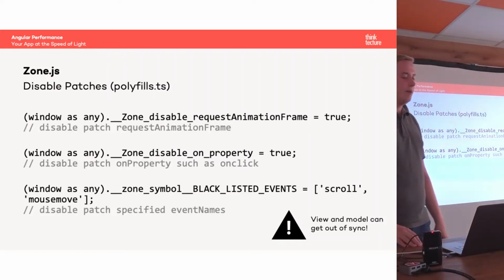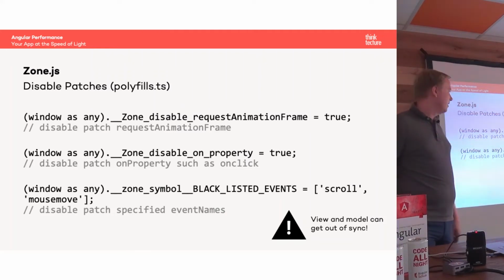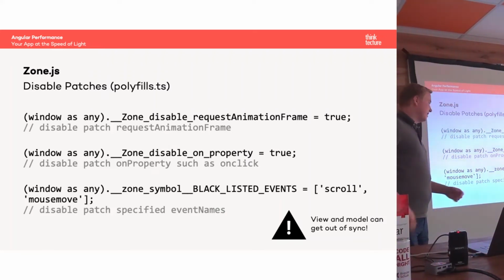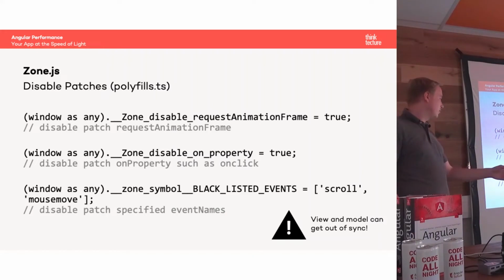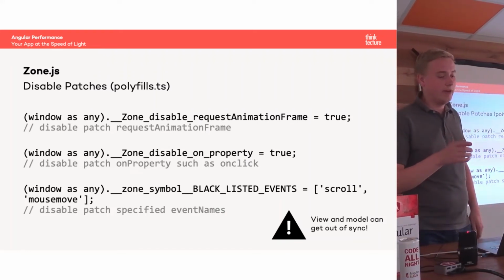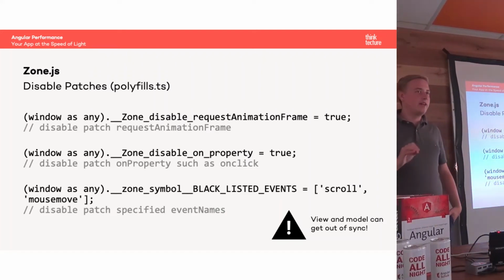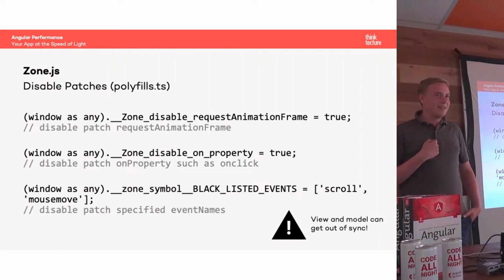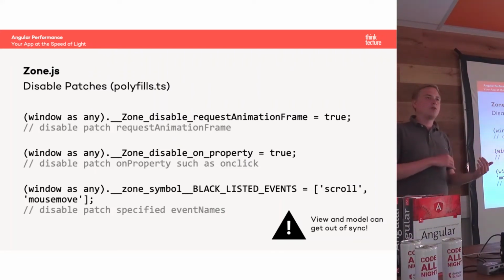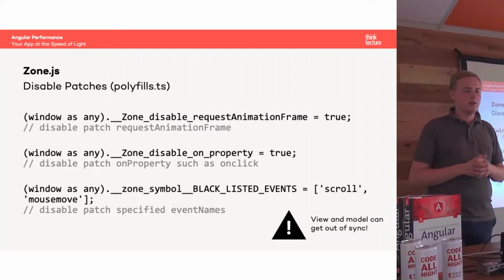Also, you can disable it for certain events, so for all on-property attributes. And there's also blacklisted events, because if you want to disable the zone for scroll and for mousemove events, you can just add them to this line in your polyfills.ts, and then change detection will be disabled for them. However, remember, if you do that, it's disabled for your entire application. And I also had that case already, that someone wanted to respond to mouse move, and now it didn't work. So always remember what you turn off, and it's better to do it locally, right? So use runOutsideAngular when you are sure that you want to run outside Angular in that specific case.